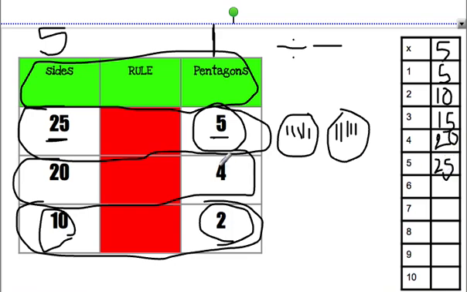Okay, let's see if this makes sense. So if I'm dividing by 5, and I have to do it here, and I have to do it here.